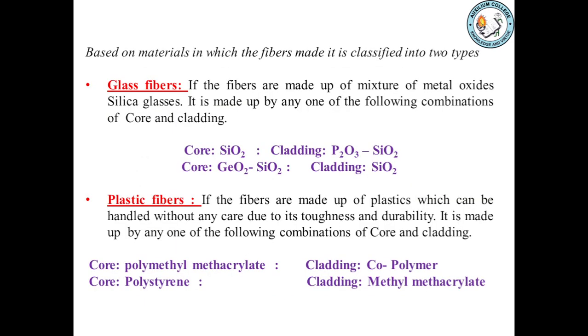Based on the materials in which the fibers are made, they are classified into two types. Glass fibers: if the fibers are made up of a mixture of metal oxides and silica glasses, they are made by one of the following combinations of core and cladding. Core made of SiO2, cladding P2O3 SiO2. Core GeO2 SiO2 and cladding SiO2. Plastic fibers: if the fibers are made up of plastics, which can be handled without much care due to their toughness and durability, they are made by any one of the following combinations of core and cladding. Core polymethyl methacrylate, cladding copolymer. Core polystyrene, cladding methyl methacrylate.